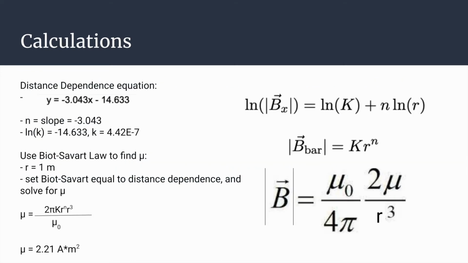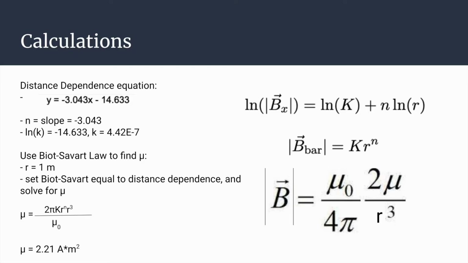Now moving on to the calculations, I found that the distance dependence equation of the graph was y equals negative 3.043x minus 14.633. As you can see by the linearized equation to the right, n is the slope of the graph, which was negative 3.043, and the natural log of k equaled negative 14.633, and from this I was able to find k to be 4.42 times 10 to the negative 7th.